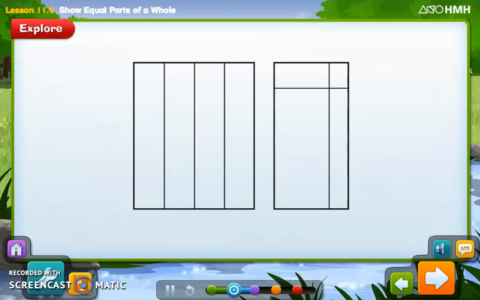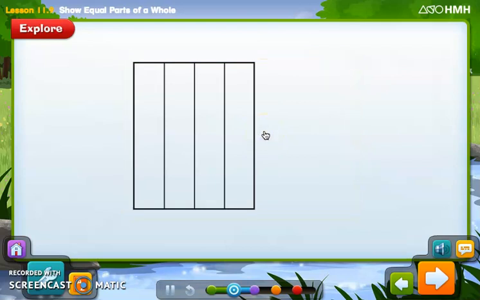What about these rectangles? Which one shows equal parts? All right, let's click it and find out. I have a feeling of which one shows equal parts. This rectangle shows equal parts because its parts are equal in size.